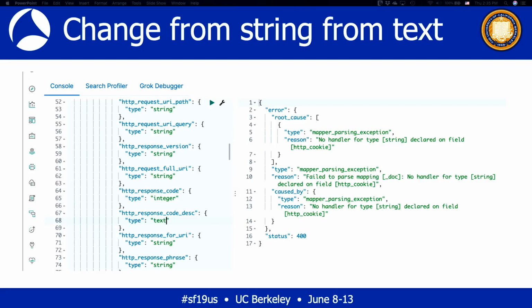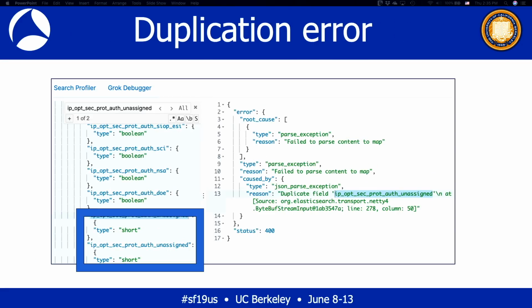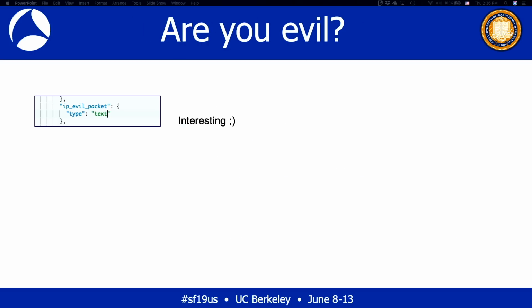Another issue is duplication, because there are inner fields in the pcaps that have duplication. So we have to take out the unnecessary fields so that there will be no duplicate error on Elasticsearch. This one is just interesting.